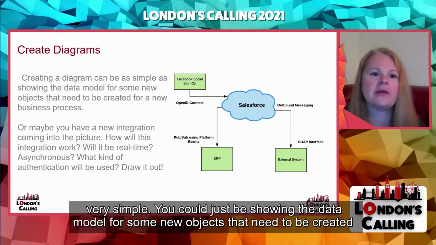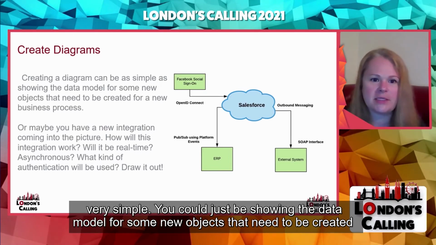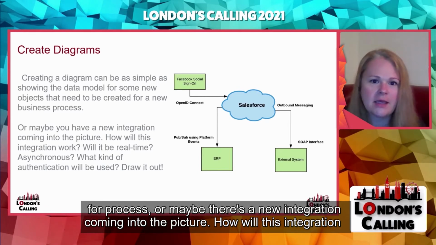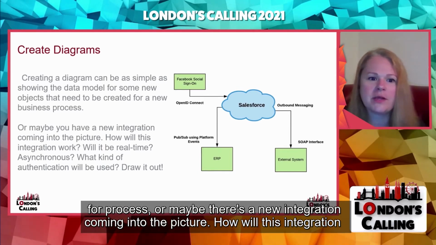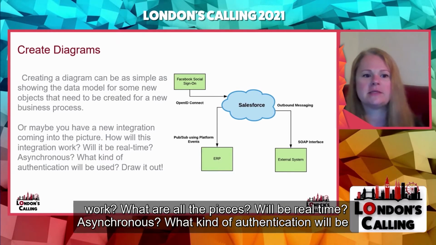So it can be very simple. You could just be showing the data model for some new objects that need to be created for a process. Or maybe there's a new integration coming into the picture. How will this integration work? What are all the pieces?